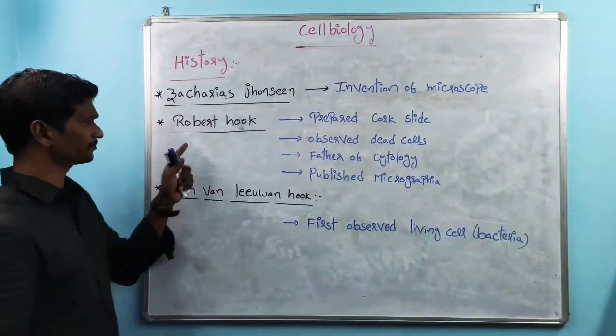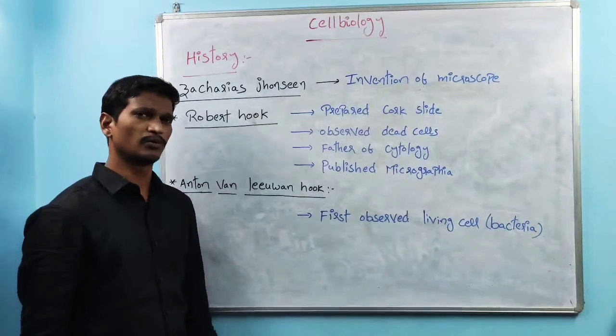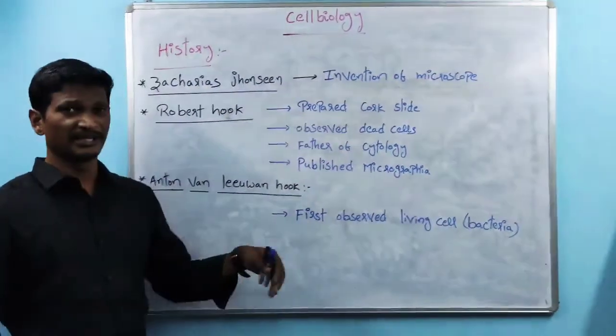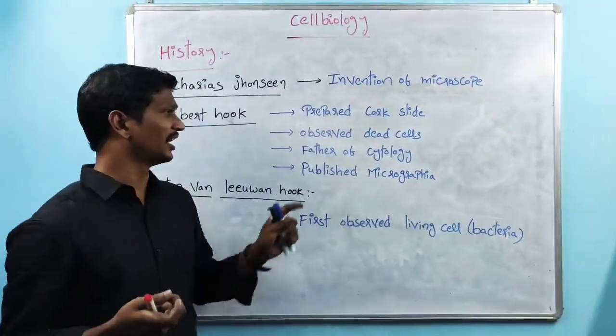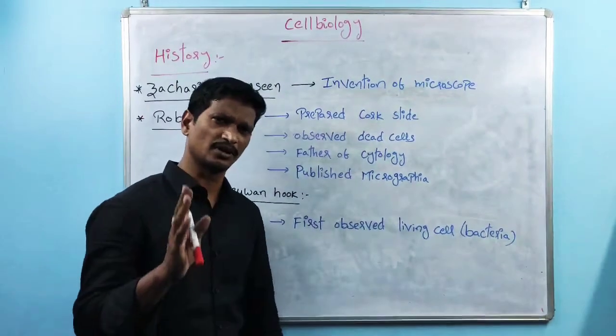And coming to the next one, Robert Hooke. We already discussed about Robert Hooke. Robert Hooke is the scientist. He first observed cells and he named the cells. He coined the term cell and he prepared one cork slide. What is cork slide? We already discussed.